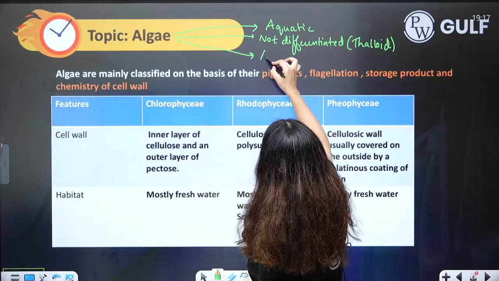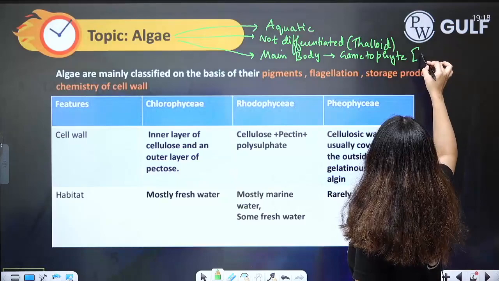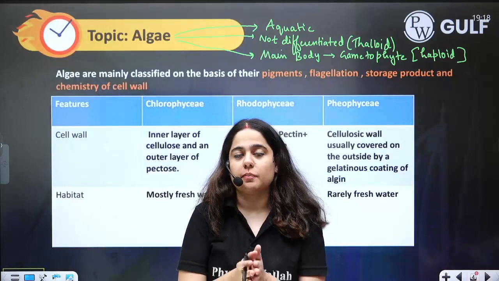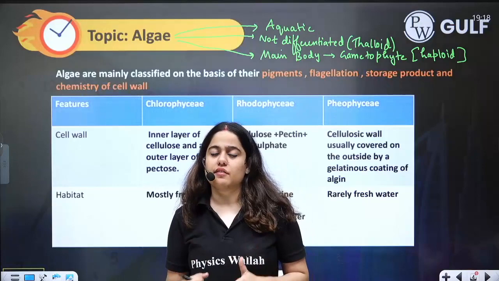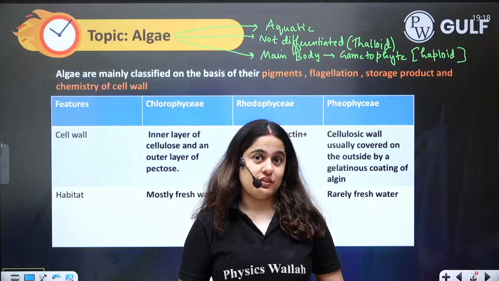Their main body is gametophyte. We have discussed gametophyte and sporophyte. Gametophyte is haploid, right? So when we see the body of algae, the main body of algae is gametophyte, which is a gamete producing body, and it is always haploid. Haploid means every cell is having one set of chromosomes. Such a condition is known as haploid condition. I'm again repeating, when a cell has one set of chromosomes, such a condition is known as haploid.